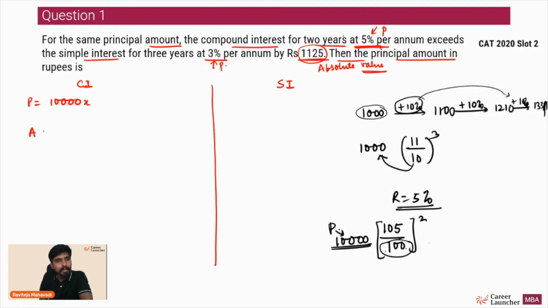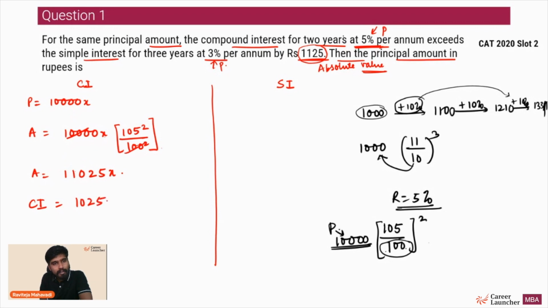will become 10,000x into 1 plus r by 100 whole square, which is 105 whole square upon 100 whole square. So the amount becomes 105 whole square into x, which is 11025x. So what is the compound interest I have earned in this case? It will be equal to 1025x. Okay, keep that aside. What is the second part of the question?